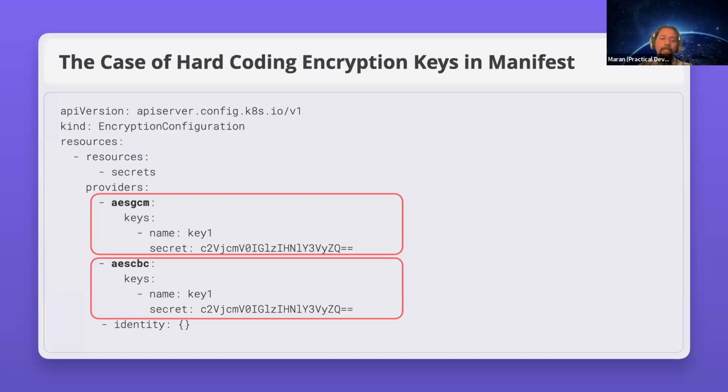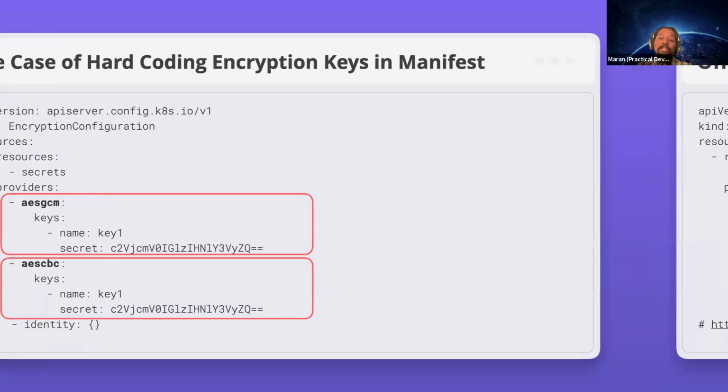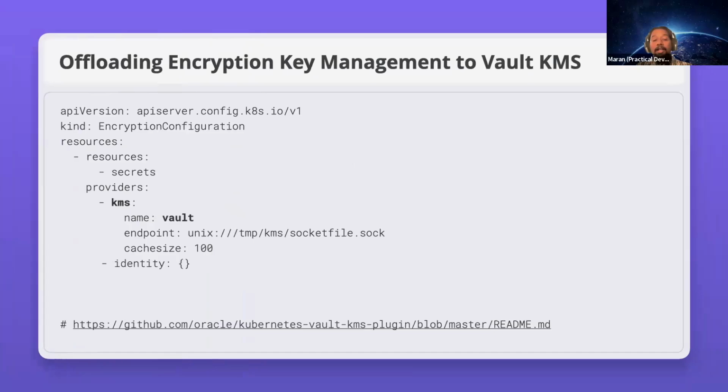So in order to solve this problem, the Kubernetes development team has created something called key management system, right? So this is the same manifest file. It has the kind called encryption configuration, the resources secrets, and it has a bunch of providers. So what we're going to see next is the same encryption file, a different type of provider.